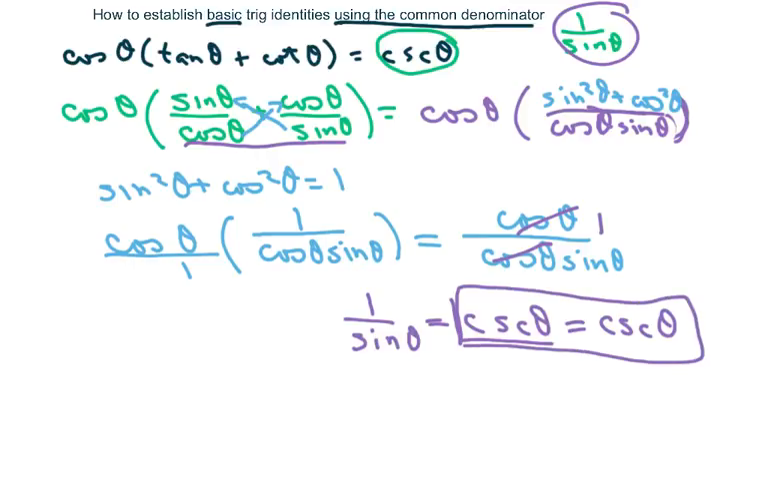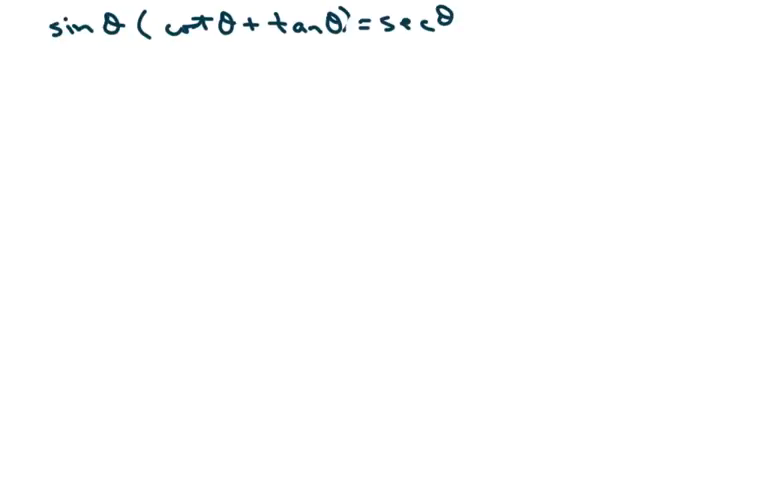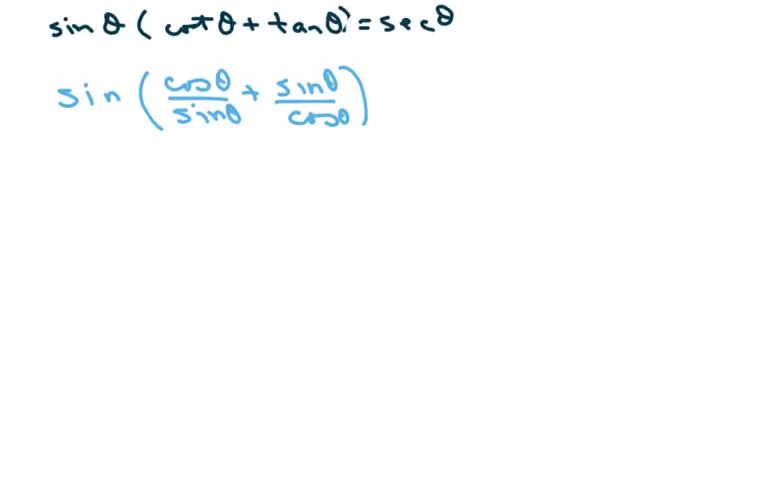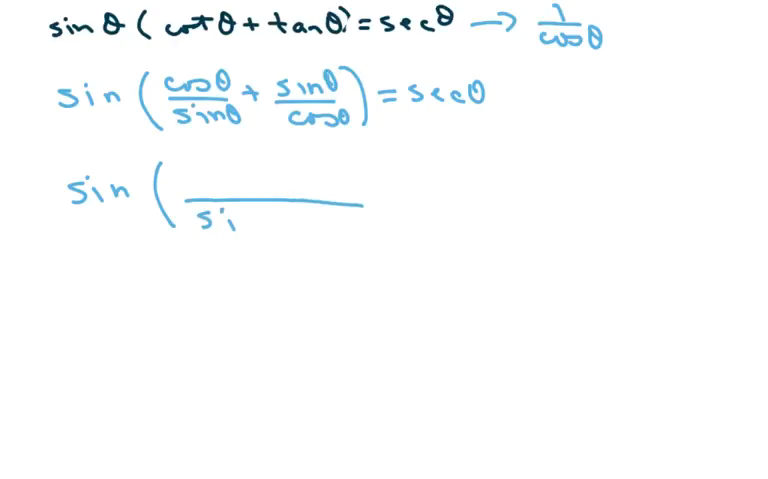Okay, the next one's the same type, but it's with sine instead. So we're going to expand my cotan as a ratio, and that's cosine of theta over sine of theta plus sine of theta over cosine of theta. This is supposed to equal secant of theta. And just don't forget, this is really 1 over cosine of theta. That helps you. Now we're going to get the common denominator. And our common denominator is sine of theta times cosine of theta.